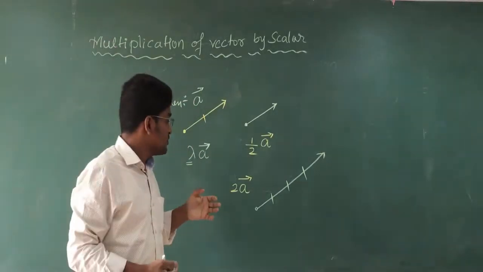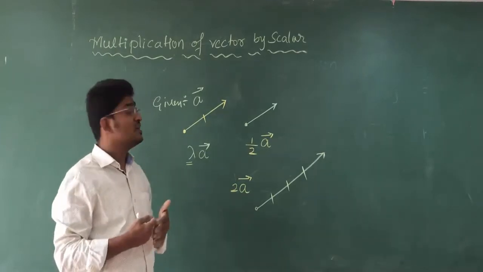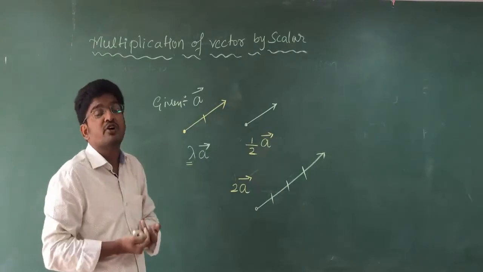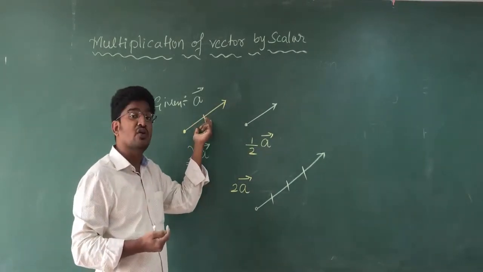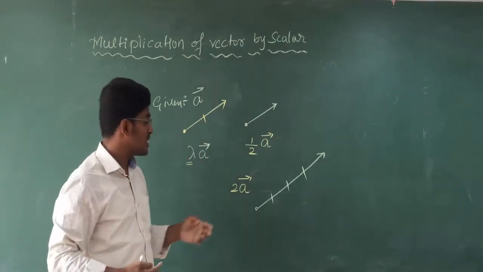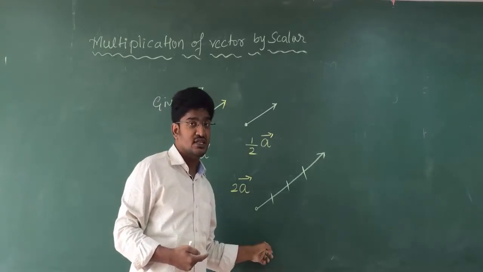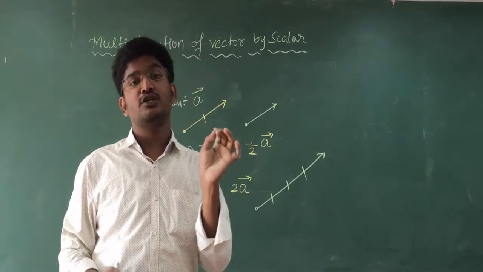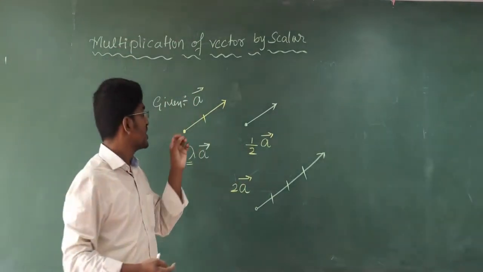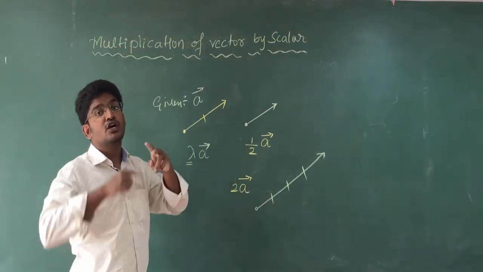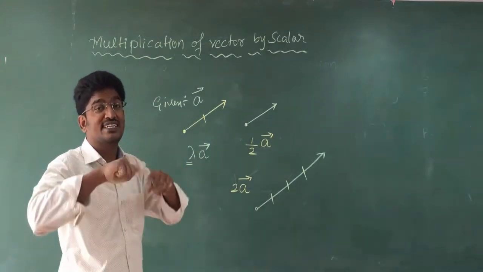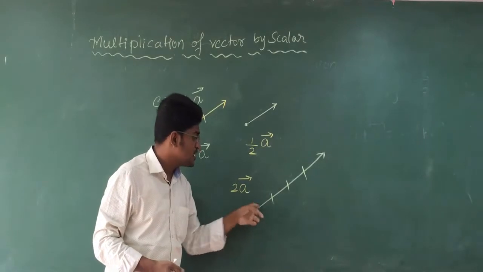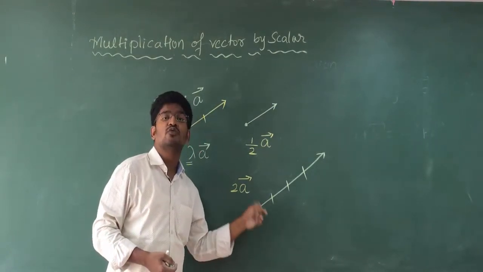Clear? So that means the double of vector A. This is given vector A. What is the double of given vector A? 2 times of vector A. Vector A has 2 units. 2 times of vector A will have 4 units. That is the difference between vector A and 2 times of vector A. 2 times of vector A means the double of that 2 units will be 4 units. So this is nothing but your 2 times of vector A.